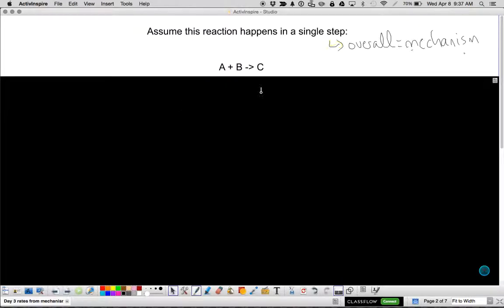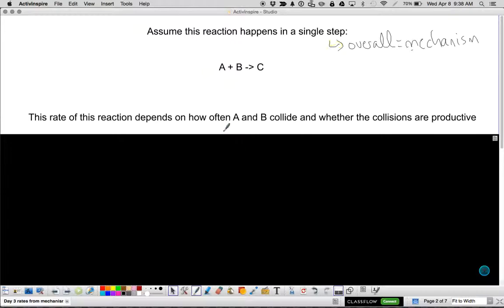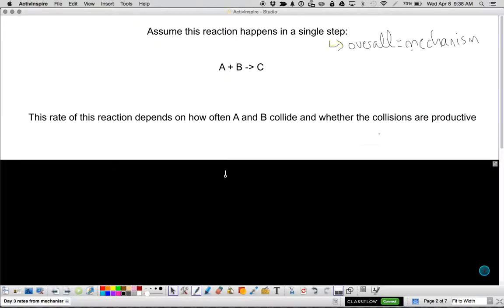All right, so my question to you, and I want you to pause and think about this. What determines how fast this reaction will happen? Okay? There are kind of two things that I'm looking for here. So what determines how fast this reaction will happen? So hopefully you came up with something along the lines of how often A and B collide and whether the collisions are productive.